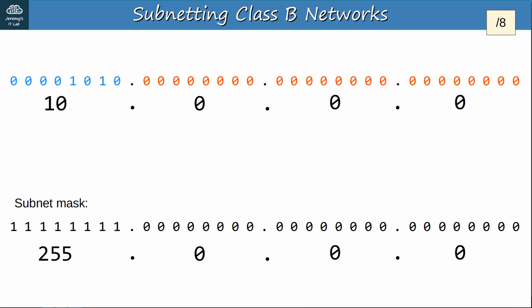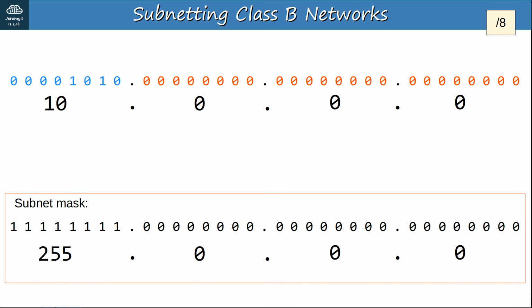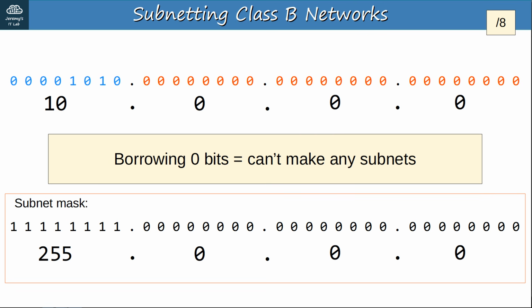Here is 10.0.0.0/8 in binary and dotted decimal. It's /8, so only the first octet is the network portion, and we have 3 whole octets to borrow from and make subnets. Notice that I wrote the /8 subnet mask down here, 255.0.0.0. Currently, we are borrowing 0 bits, so we can't make any subnets. Instead of going through the whole process of borrowing 1 bit, 2 bits, 3 bits, etc., let's see if you can do it in your head.